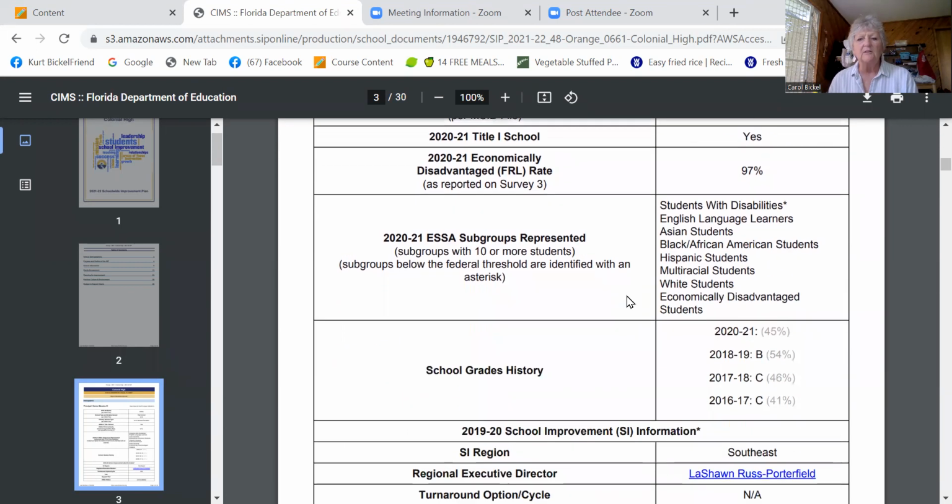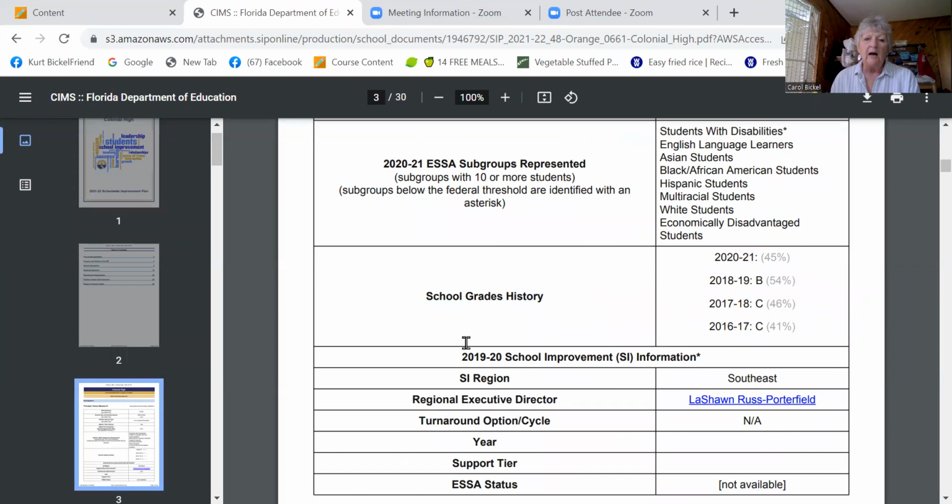Well, let's take a look at the school grade, and you can see. In Florida, with statistics like how many students have been retained, their test scores or academics, of course, their attendance and their behavior, all of those things are put together into school grades. And in 16-17, they had a score of a C. In 17-18, it was better. They went from 41 to 46%. But in 2018-19 is when they launched into the grade of a B.